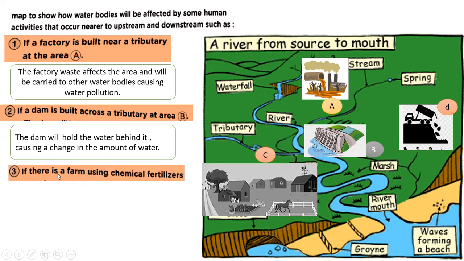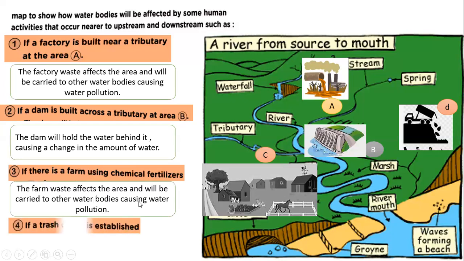Number 3. If there is a farm using chemical fertilizer هنا اهو. Say this farm, okay, using chemical fertilizers يعني الأسمدة الزراعية يعني, or pesticides المبيدات. What happened? The farm waste affects the area and will be carried to other water bodies causing water pollution. اتنقل الفارم ويست لايه؟ للwater and causing water pollution.